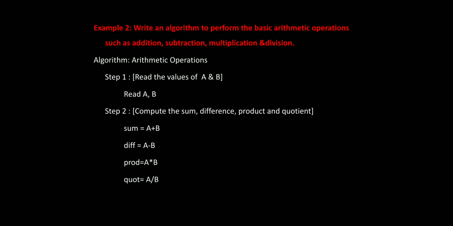Second one is, write an algorithm to perform the basic arithmetic operations such as addition, subtraction, multiplication and division. Here, in the first example, we computed the area of a circle. But here, we have to write an algorithm for the basic arithmetic operations. First, we have to start with the algorithm name. Algorithm, that is arithmetic operation. Every algorithm starts with the name itself.